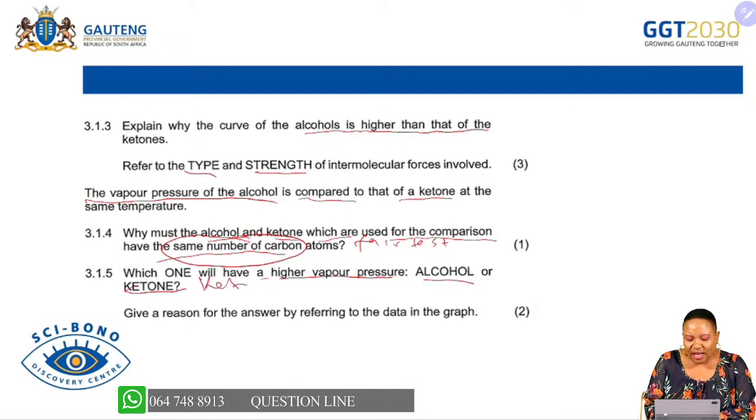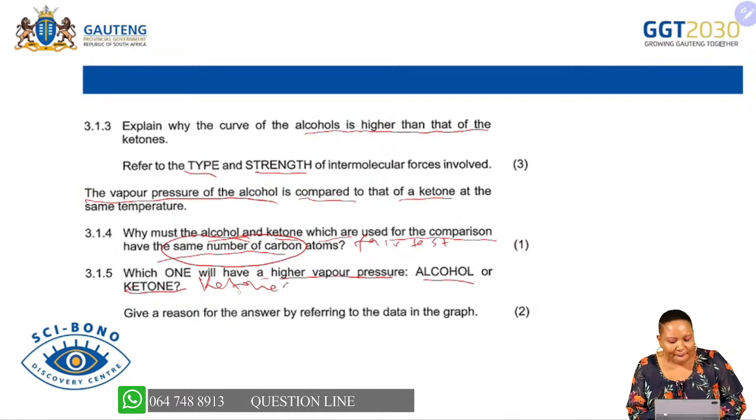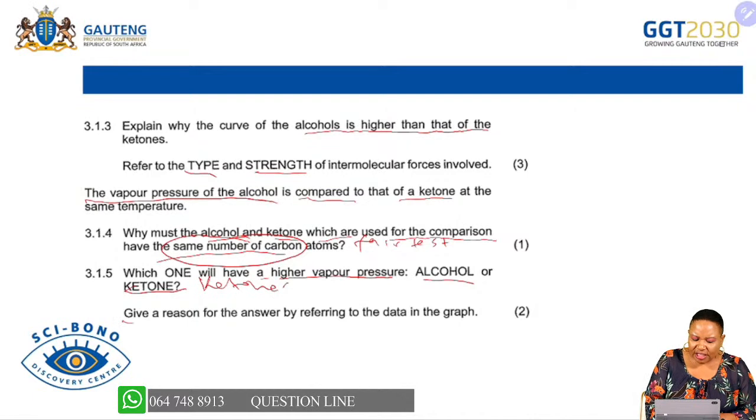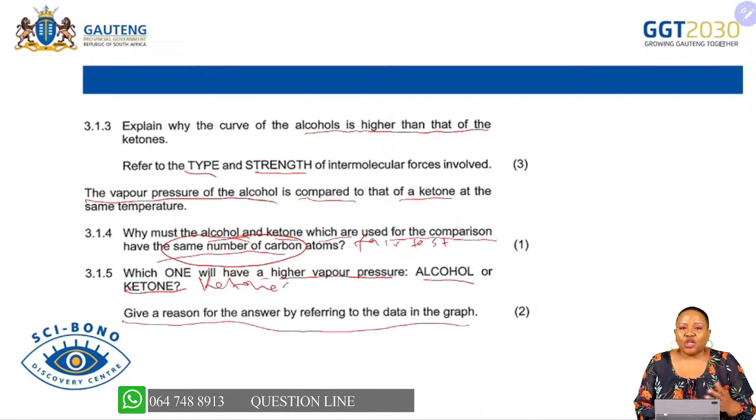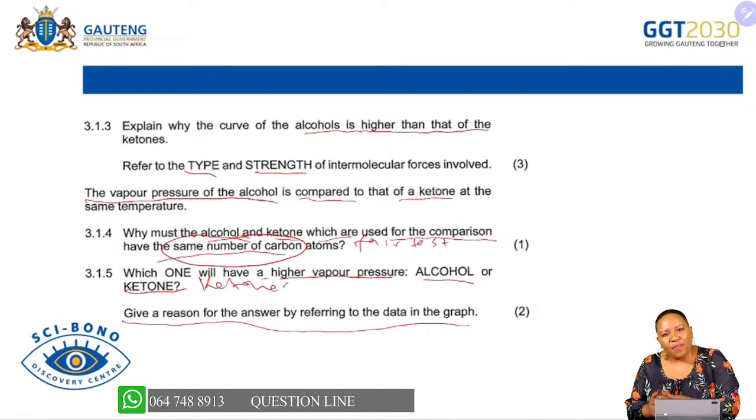We have agreed that in this case, ketone will have a higher vapor pressure, because at the top we have seen that ketones were having a lower boiling point. So they say give a reason for your answer. That is what I was giving, to say the lower the boiling point, the higher the vapor pressure. As we have discovered, ketones have dipole forces which are weaker than hydrogen bonds. Definitely ketones will have a higher vapor pressure than alcohols, as we are comparing them here.